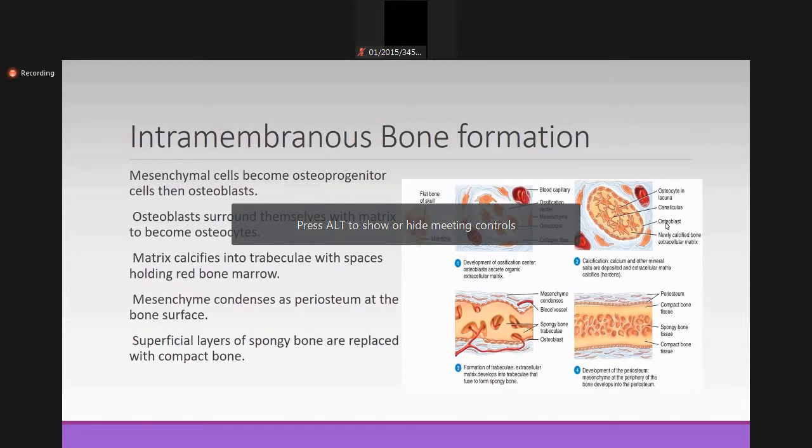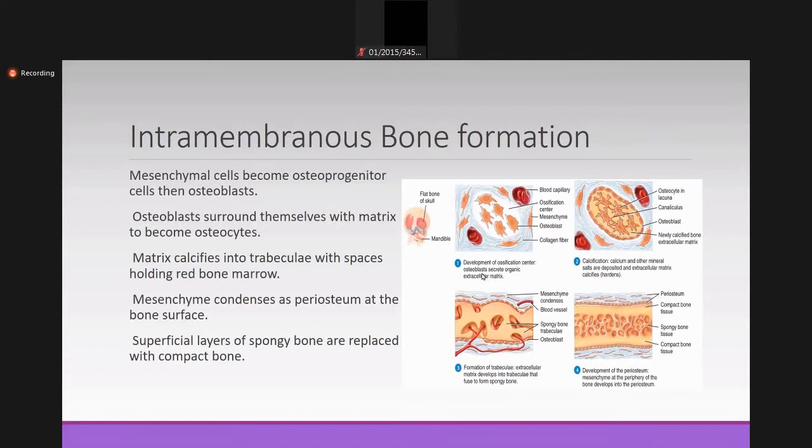So this is the second step. You have the development of the ossification center. The osteoblasts secrete the organic extracellular matrix. They surround themselves with the matrix and become the osteocytes within the lacunae. The matrix calcifies into the trabeculae, with spaces holding the red bone marrow.